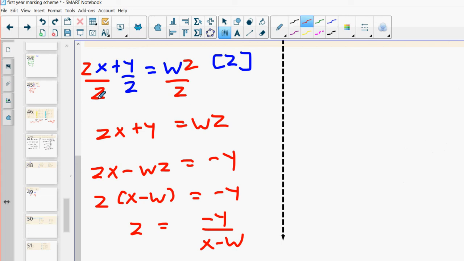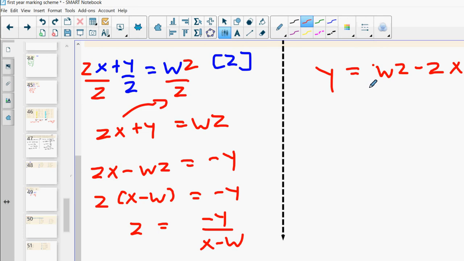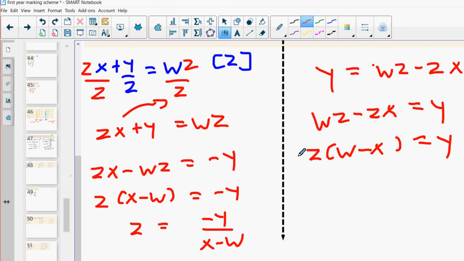Imagine instead of moving over the wz, I moved over the xz. So we got y equals wz minus zx. I did the spin then. Wz minus zx equals y. Take out the z. See the way you're both correct? So that's a different answer to my initial one, but both answers are correct.